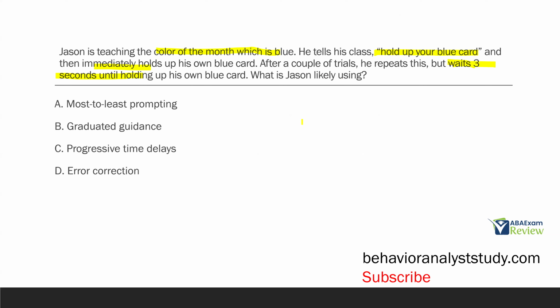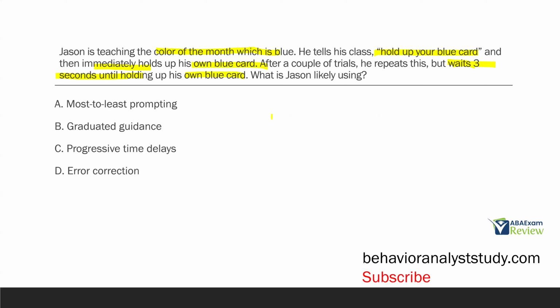A, most to least prompting. Well, Jason's using some sort of visual prompt, it appears, and that's the only prompt he's using. He's not going up and down the hierarchy, so we're not really moving most to least or least to most. He's not using B, graduated guidance, because he's not using any physical prompting, and graduated guidance is a type of physical prompting. What Jason is using is what we would call a progressive time delay. We are progressively increasing how much time between the SD and the prompt. Who knows? Next, Jason might wait 5 seconds.